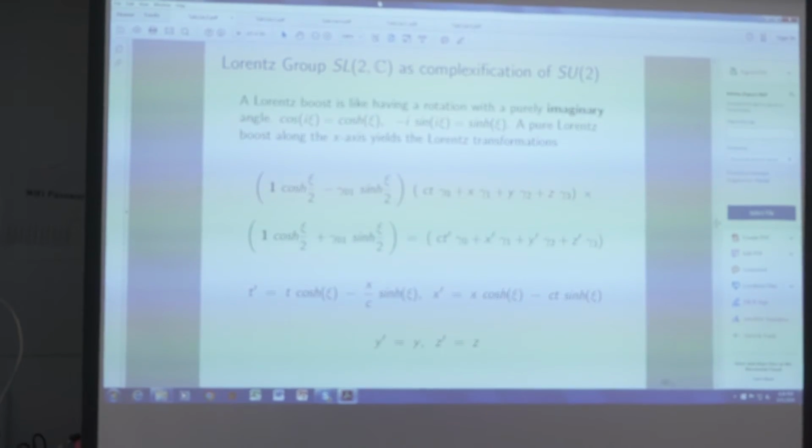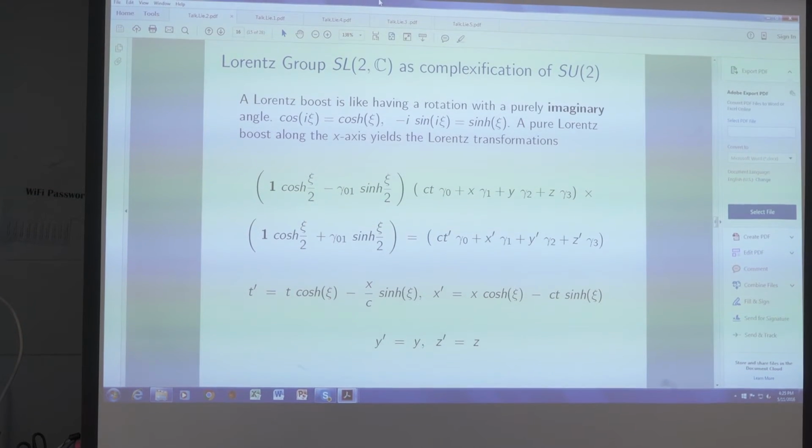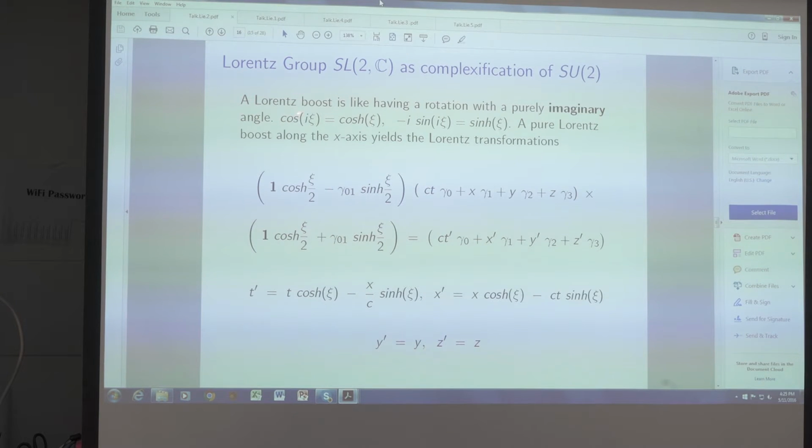Okay, the Lorentz Group. Since Amrik is here, he's going to teach you about the Lorentz Group. I'm just going to briefly say how you can get the Lorentz Group transformation as a complexification of SU2. Remember I told you in the first lecture that the cosine of an imaginary angle was related to the hyperbolic cosine? And the sine of an imaginary angle is related to the hyperbolic sine.